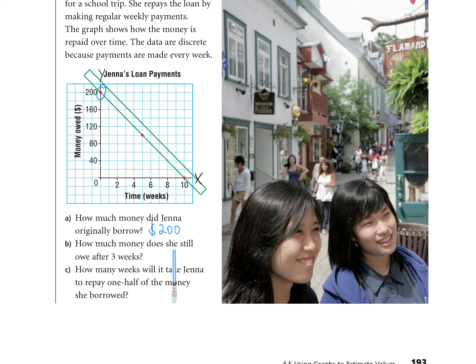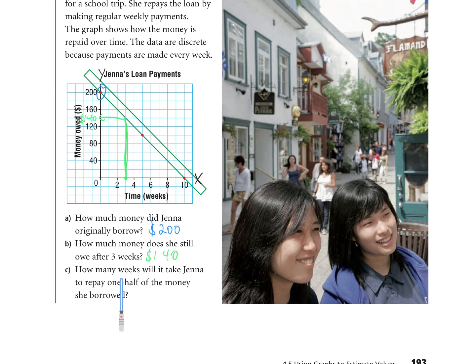How much money does she still owe after 3 weeks? So what we will do now is look at where the 3-week mark is here on our graph, which is right here. We will draw a line straight up till we hit this ruler, which is representing a line. We don't join the points with the line, but we can use a ruler, come straight across to here, and we can see that this would be $140. So she owes, after 3 weeks, $140.